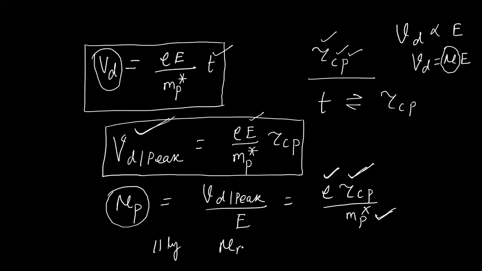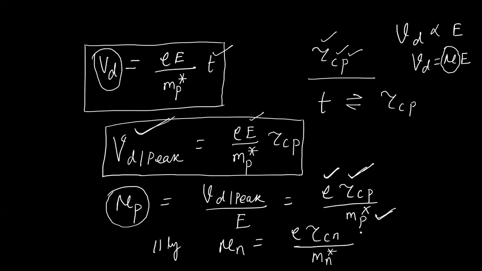Suppose I write for mu n, the maximum value of mobility of the electrons in the conduction band. It can be written as the magnitude e tau Cn. What is tau Cn? We say it is the mean time between collisions for the electron, right? So e tau Cn divided by the effective mass of the electron in the conduction band, mn star. So this is what we can write.